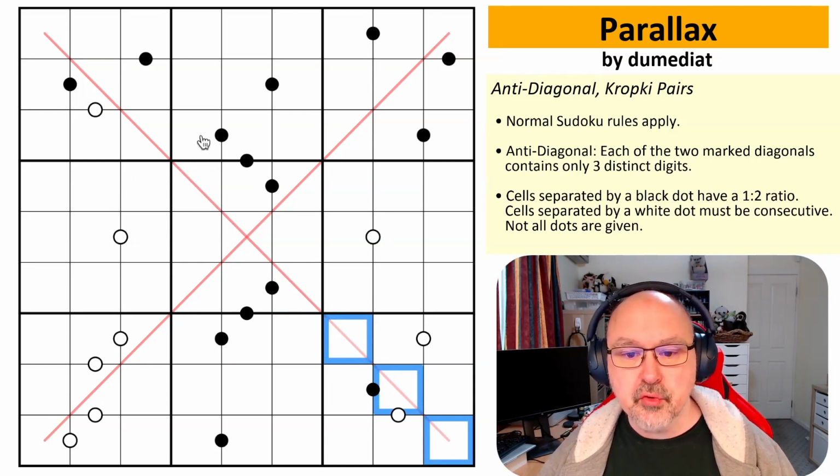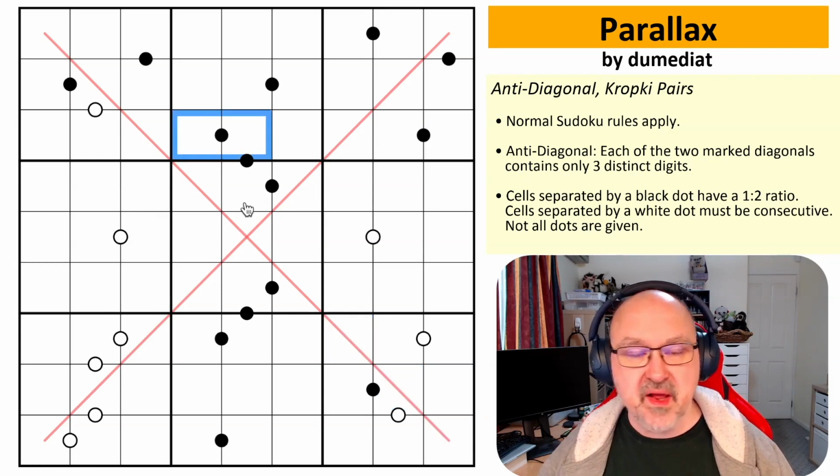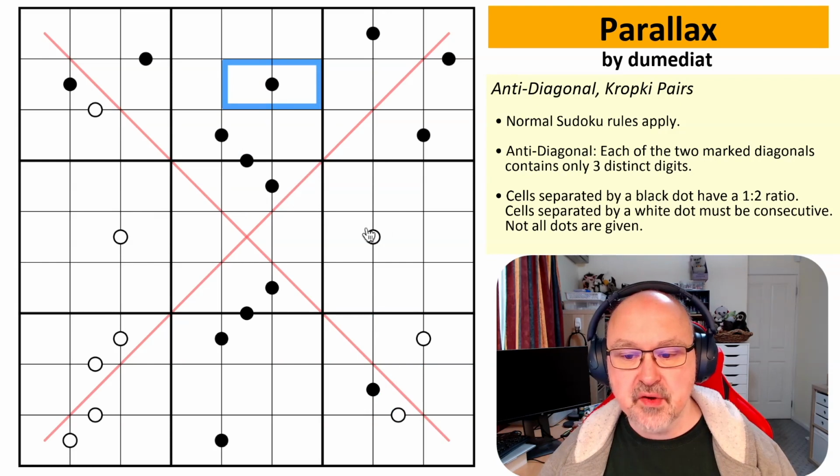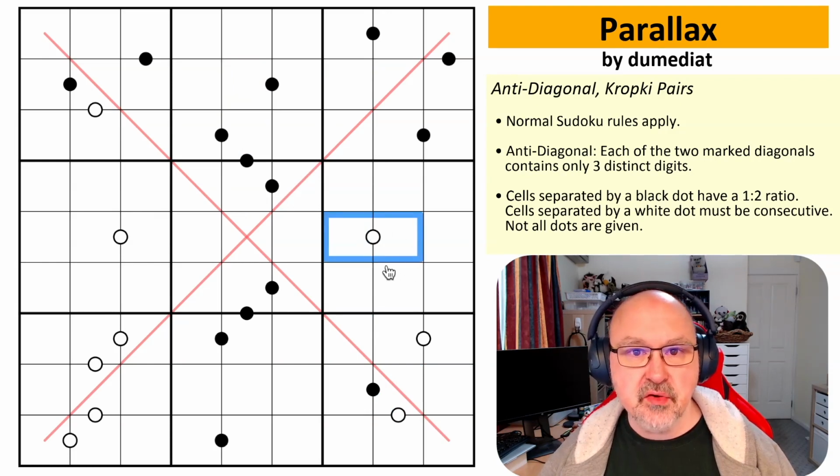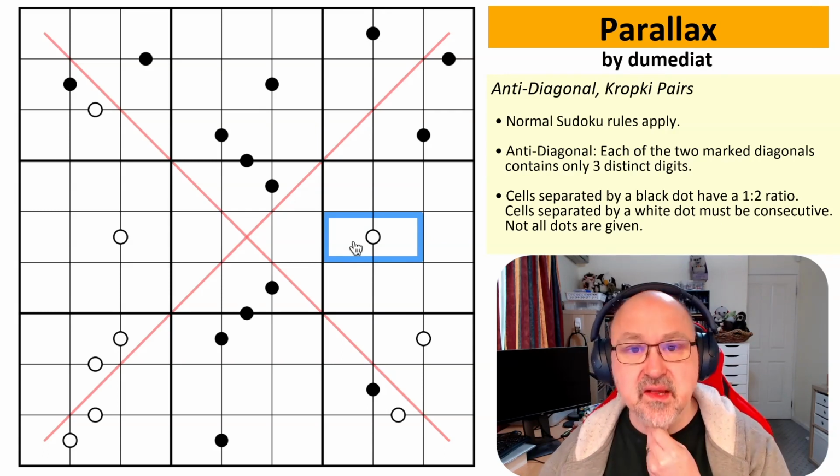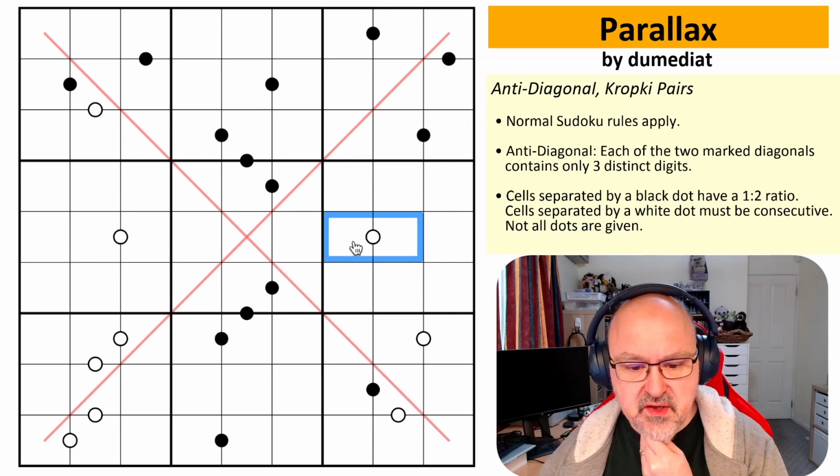And then you've got normal Kropki pairs, which is cells separated by a black dot will be in a 1 to 2 ratio, or one will be double the other. Cells separated by a white dot will be consecutive. Not all dots are given. So those are the rules we've got. No idea how this one's going to play out, so let's give this a shot.